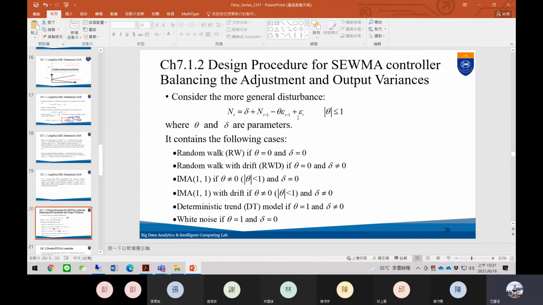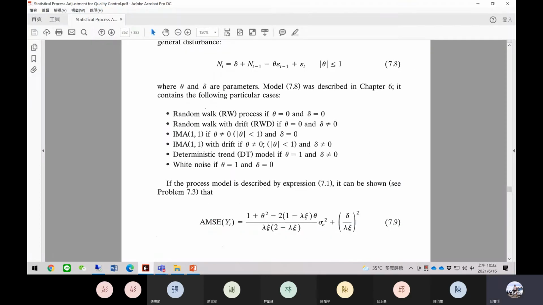There's no moving average. Let me see that. Theta equal to 1, delta is not equal to 0, then it's going to be the deterministic trend. The delta is not equal to 0. Right here, we have a delta. The disturbance is the previous one. This is equal to 0. So theta close to 1, it cancels out, so it's a deterministic trend called a DT.